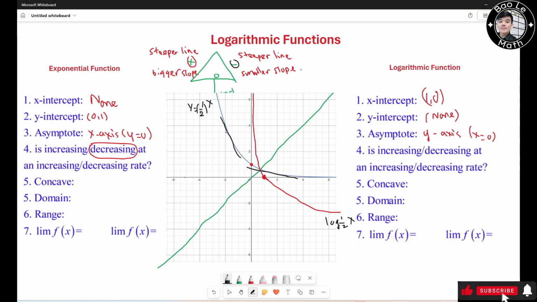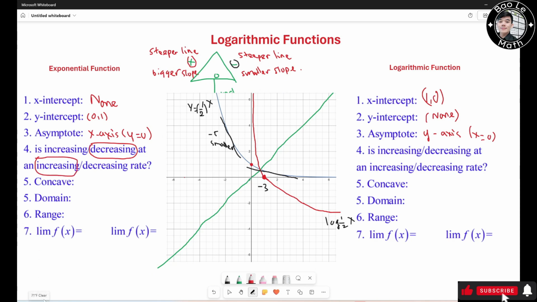You look at this one and this one right here. This one is steeper than this one, so the slope of this one is smaller. For example, this one's slope is -5, right? Because it's going this way. The line is steeper, the slope is smaller. And this one is -3, right? So from -5 to -3, it's increasing, right? So the function is decreasing at an increasing rate.